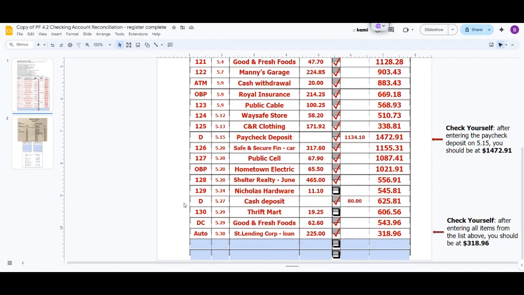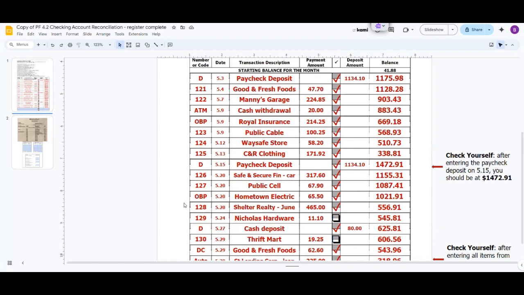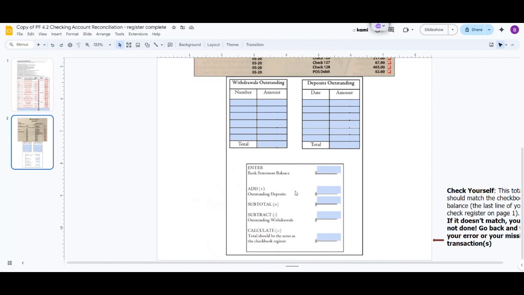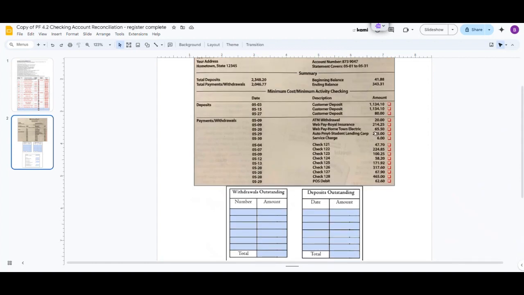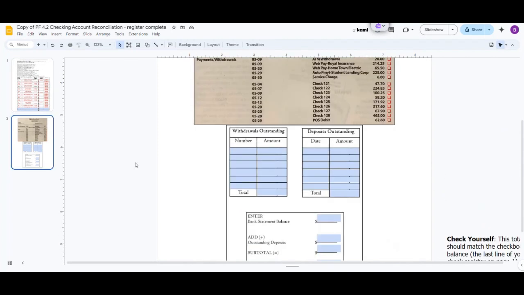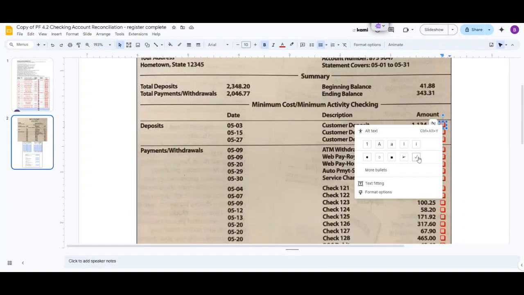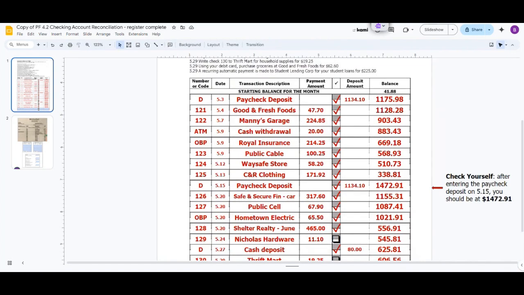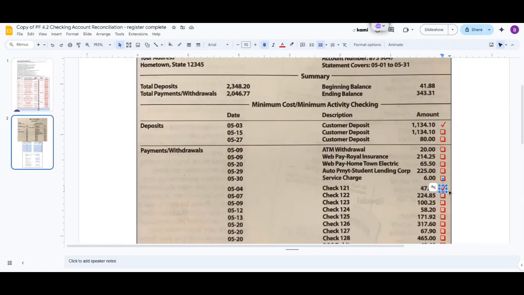All right. And so we are going to go through and compare our records to the bank's records to see what they've received and processed and either added to my account or not added to the account, or not subtracted from the account, and so on, to see where those two things are off. The first paycheck deposit is checked off. Check 121 here for 4770 is checked off. Check 122 for 224.85 is right here, so I can check both of those off.